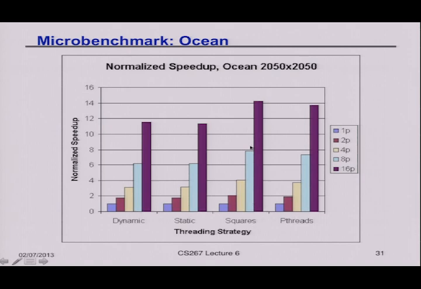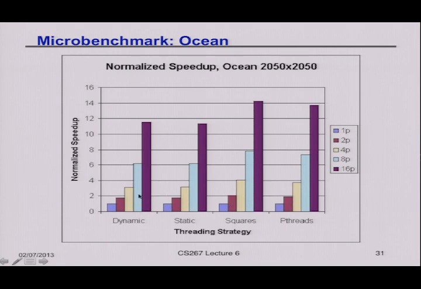And if I look at the best case, which is squares, the speed goes from 1 to 2 to 4 to 8. That's kind of the perfect speedup I'd hope to get by doubling the number of processors at each example. But here, instead of a 16-way speedup, I only get a little over 14. At this point, the overhead from communication or whatever is starting to hit, and I'm running out of parallelism. Pthreads does almost as well.